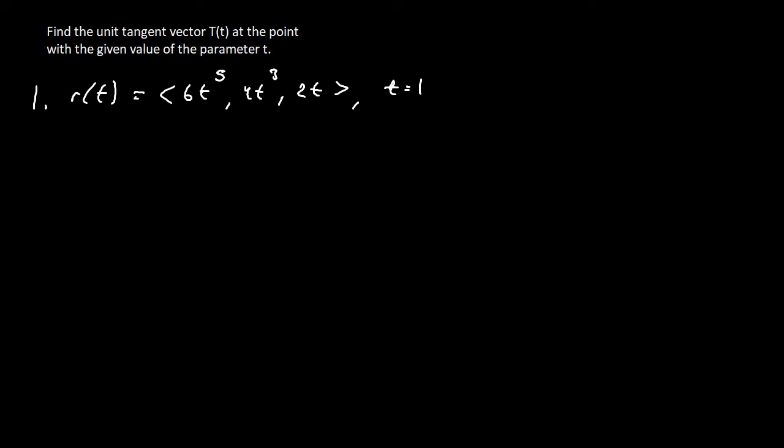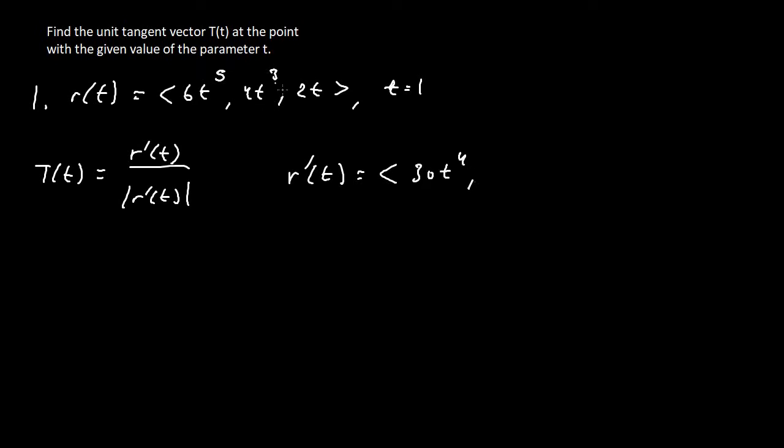So for number 1, let's find the unit tangent vector, capital T of t, of the vector equation r of t equals 6t to the 5th, comma 4t cubed, comma 2t, at the given value of t equals 1. Remember the formula is r prime of t over the magnitude of r prime of t. So let's find r prime of t. In component form, the derivative of 6t to the 5th is 30t to the 4th, comma the derivative of 4t cubed, which is 12t squared, comma the derivative of 2t, which is simply 2.